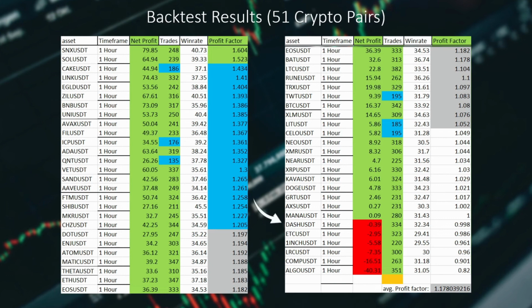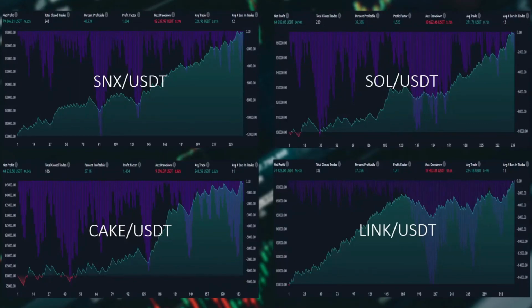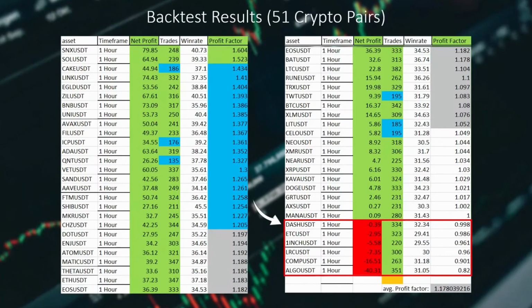The top performer was SNX USDT with a 79% net profit and a profit factor of 1.6. Then we have Solana, Cake, Link and Algorand. All of these cryptos have a profit factor above 1.4, which is very promising. Here you can see the top 4 best performers' equity curves. The worst performers, which were losing ones, are the Dash, ETC, 1inch, LRC, Comp and Algo USDT pairs.